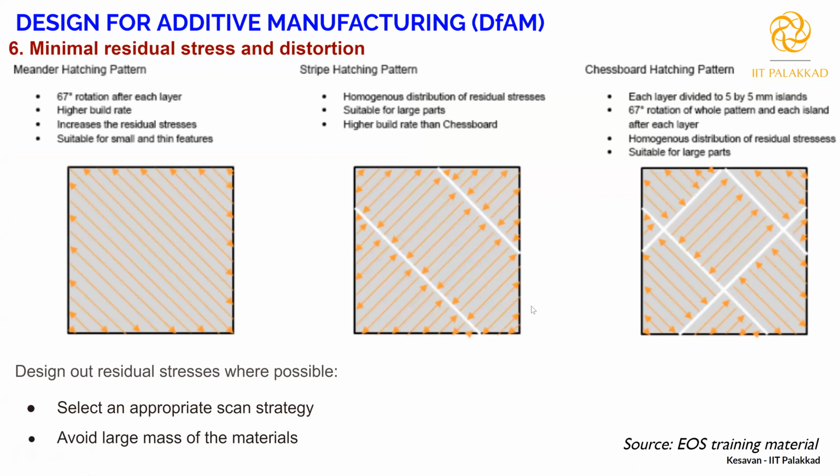There are many ways to mitigate it. Mostly one can go for designing the hatching patterns, right? You can design the hatching pattern such that the heat input is uniformly given, or it is minimized, and it is localized. By selecting an appropriate scanning strategy, you can also avoid mass deposition in one direction. So this is a way to minimize the residual stress and distortion in the component.